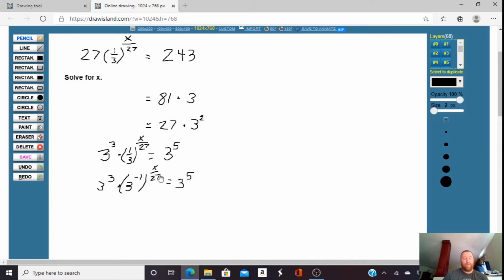Now, when you raise a power to a power, you're multiplying that power by the other power. So we want to multiply -1 by some number. Let's use a different variable, y, that needs to equal 2, okay? So basically, -1 times x over 27, because x over 27 is your y, has to equal 2.